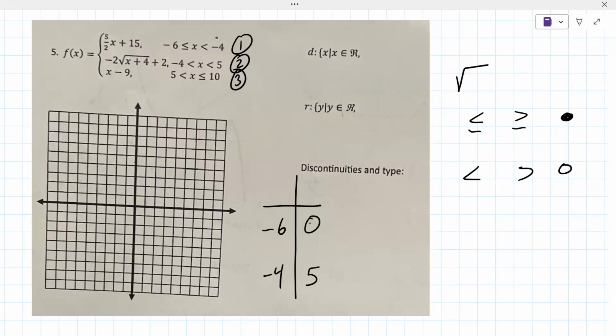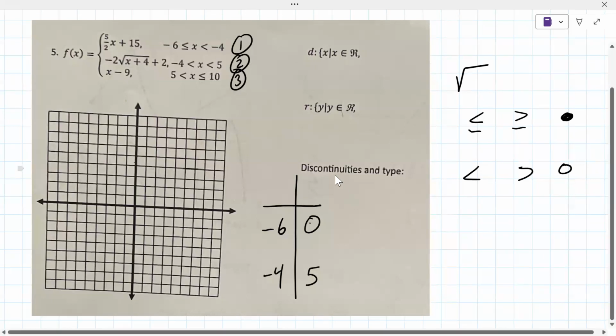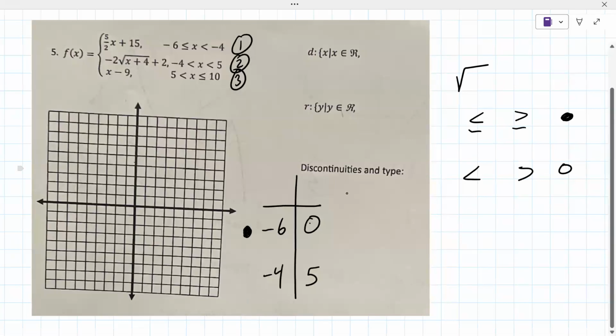So help me out here. Does the -6 get an open or a closed circle? -6 gets a closed circle. Okay, how about the -4 point? That should be open. It is open. So we go to our graph, we go to -6, 0, 1, 2, 3, 4, 5, 6 to the left, and then -4, 5, 1, 2, 3, 4, 5. We put an open circle. We know it's a line, so we draw a straight line between them.